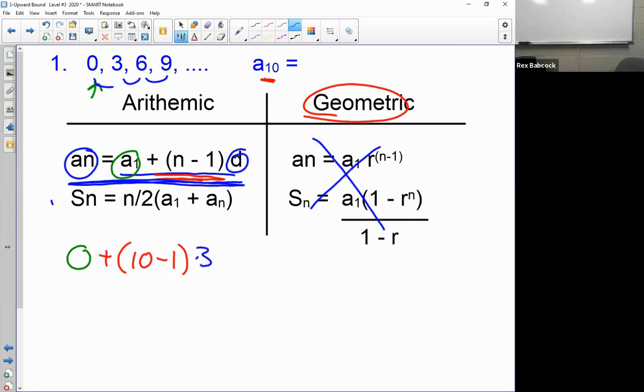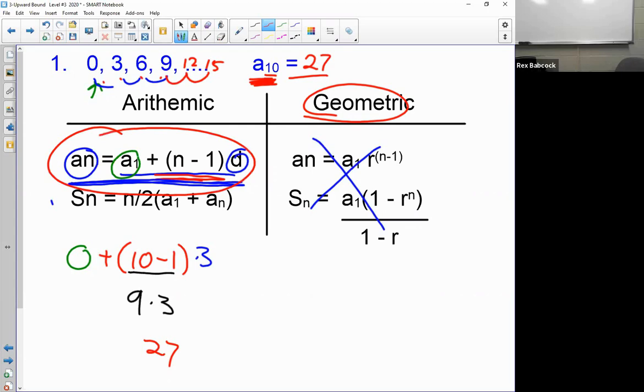Okay, on this one right here, I'm going to do what it says to do. 0 is easy, it just drops. 10 minus 1 is 9. 9 times 3 is 27. So the answer to that problem, the 10th term, is 27. And if I wanted to, I could say 1, 2, 3, 4, 5, 6, and figure it out that way too until it gets out of hand like the 100th term. The answer to that first problem using this equation was 27.